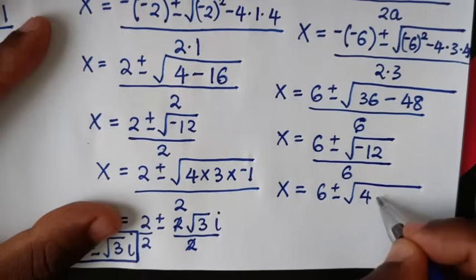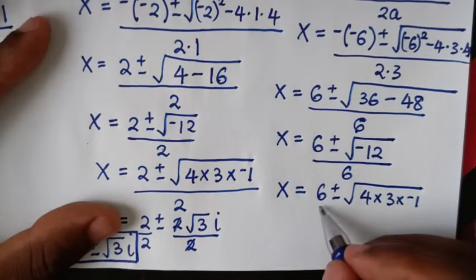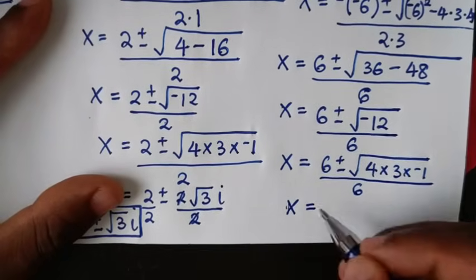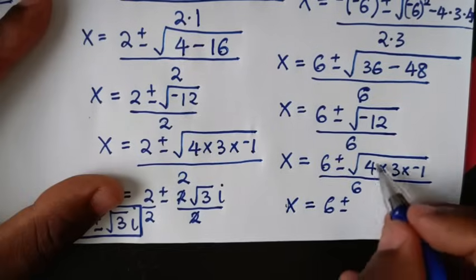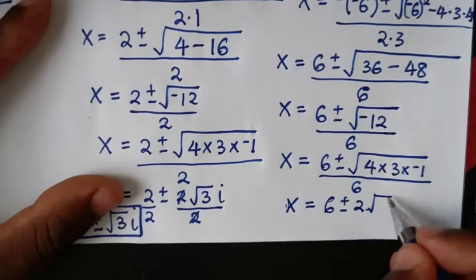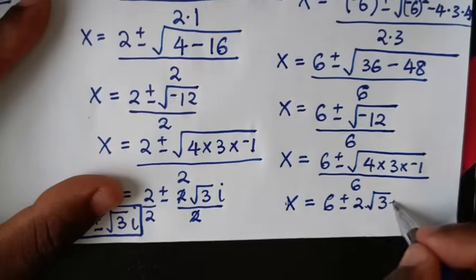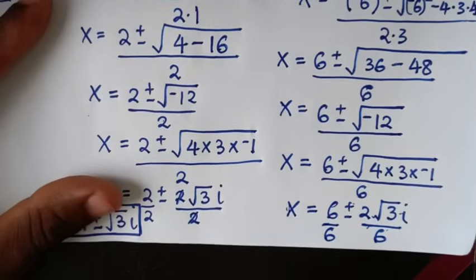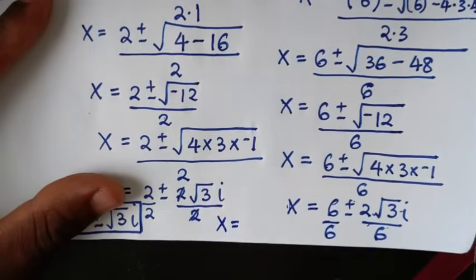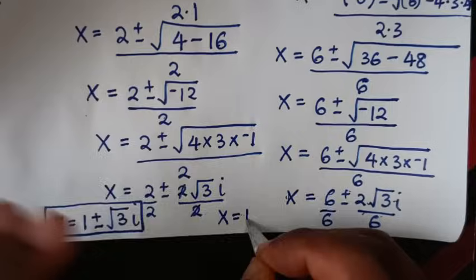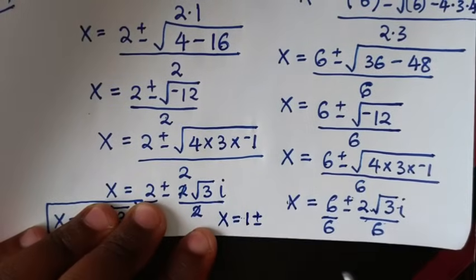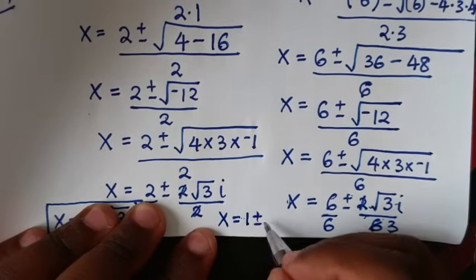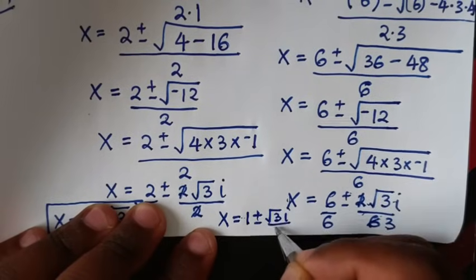Negative 12 is the same as 4 times 3 times negative 1, then over 6. So it will be x is equal to 6 plus or minus square root of 4, which is 2, times square root of 3, and square root of negative 1 is i. Then we divide by 6 in this part and in this part. So x is equal to 6 divided by 6 is 1, then plus or minus, here we cancel this by 1 and this by 3, so it will be square root of 3 i over 3. So here square root of 3 i over 3.